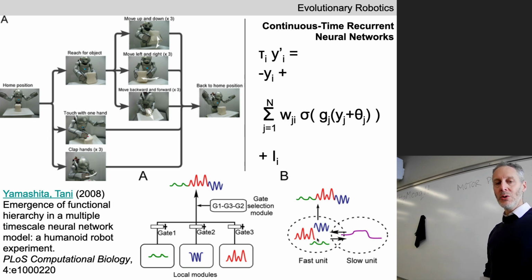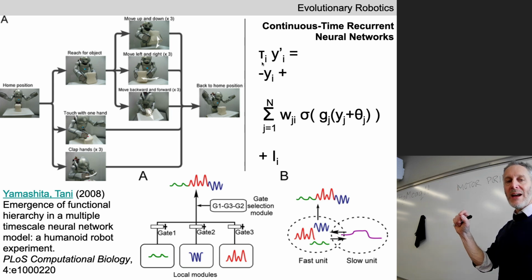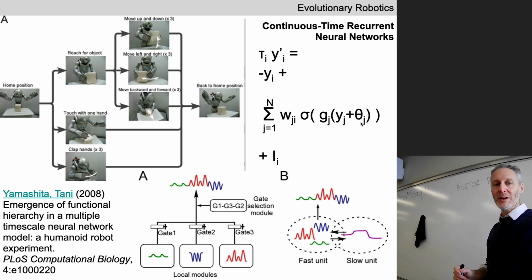What they're going to do is they're going to create a CTRNN for this robot, and they are going to allow evolution to set all the W's, all the G's, and all the thetas, so that the robot shakes the block left and right, up and down, forward and back.